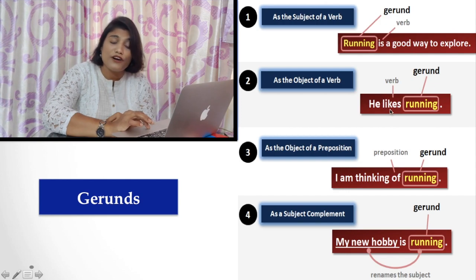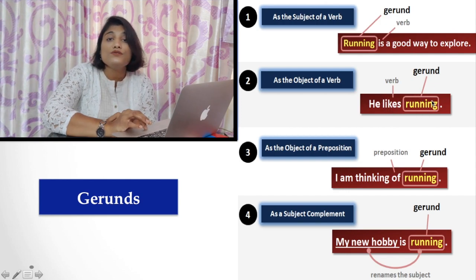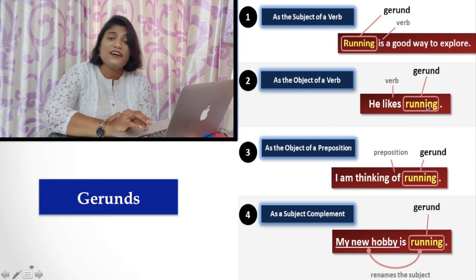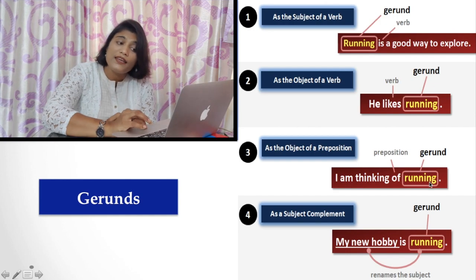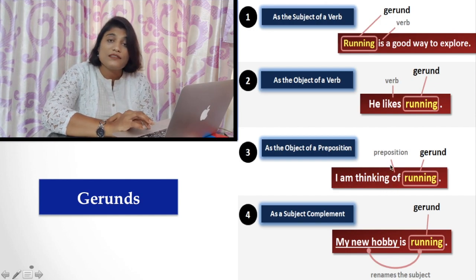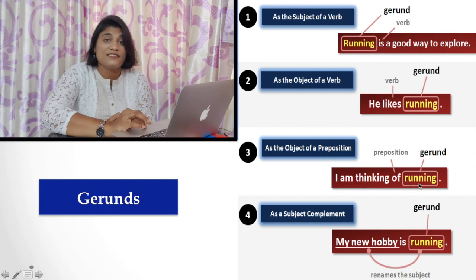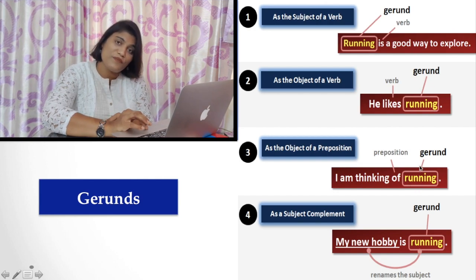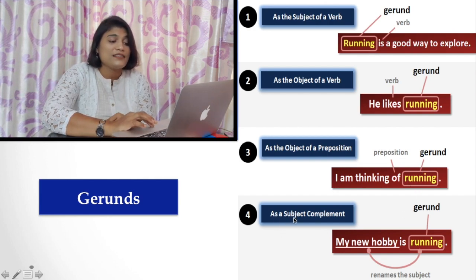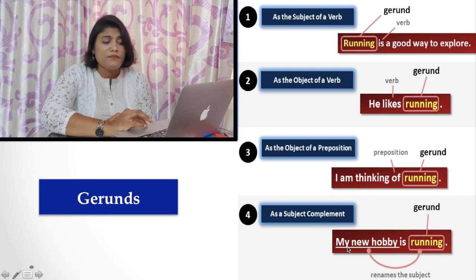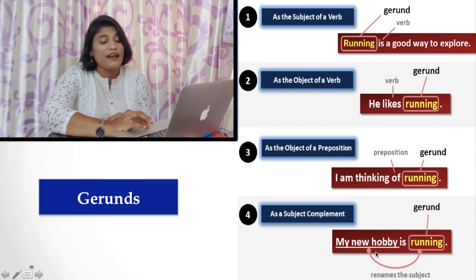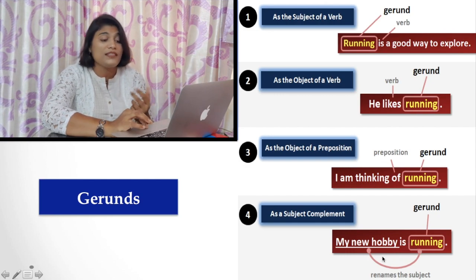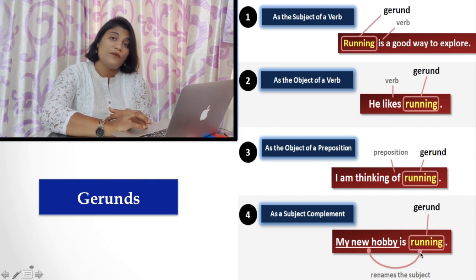Here likes is a verb and the gerund is used as an object, running is an object. As the object of a preposition, that is, I am thinking of running. Here also of is a preposition and running is a gerund, and it is the object of the preposition. And here, as a subject complement, my favorite hobby is running. Here also running, what is my favorite hobby, that is running, it is a subject complement.